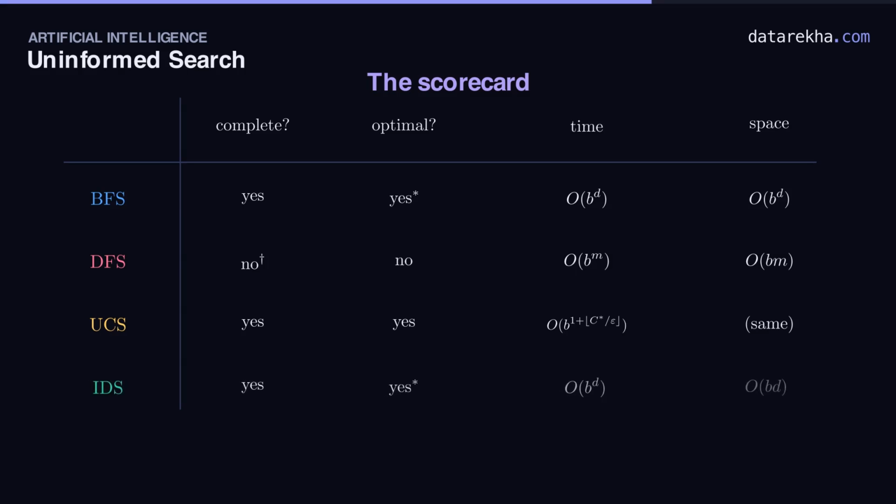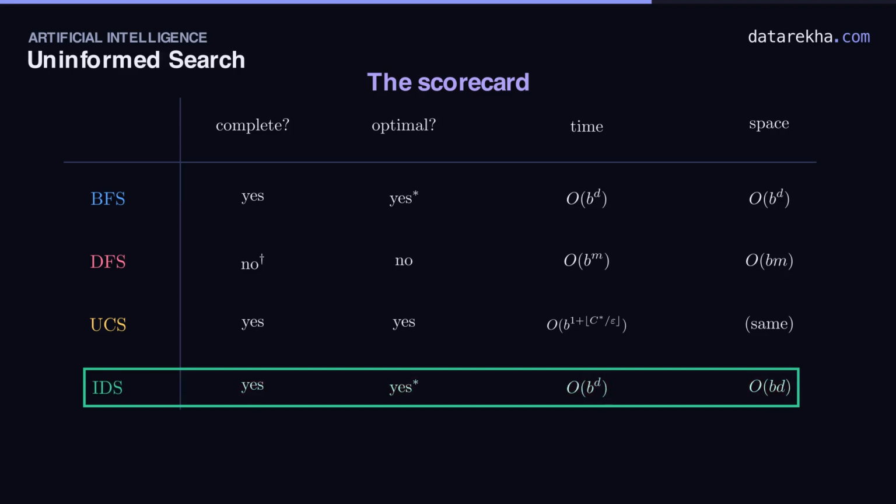And iterative deepening: complete, optimal for equal costs. Again the star, with breadth first time, B to the D, but depth first's tiny memory, order B times D. That last row is the sweet spot. Read the star and the dagger as the fine print: equal costs for optimality, and a depth limit for depth first's completeness. Everything else you need to choose a blind search lives on this one card.